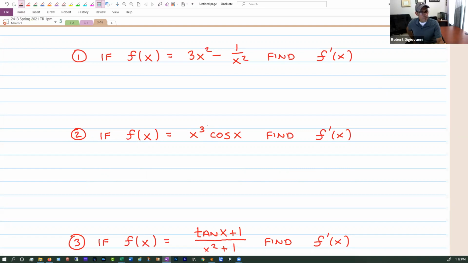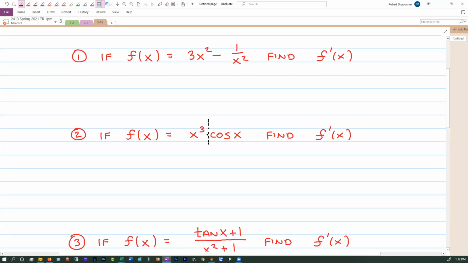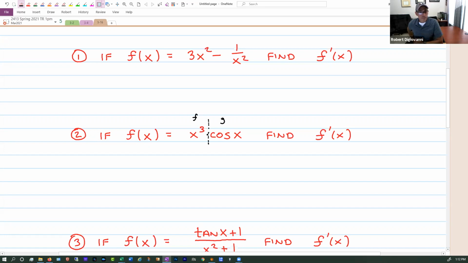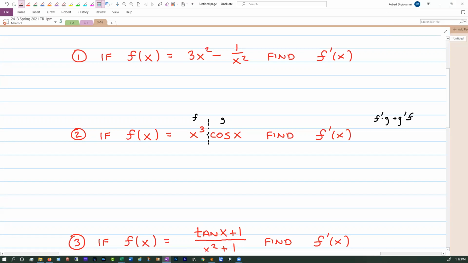Well, you said you did better with the product and the quotient, right? So this number 2 is a product, right? You have multiplication between these 2 functions. Right. So we could call this one F and this one G. And then you applied the formula F prime times G plus G prime times F, right? That's what we're going to do. Yes, the product rule. Okay. So what'd you get?